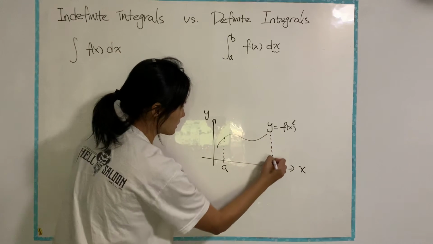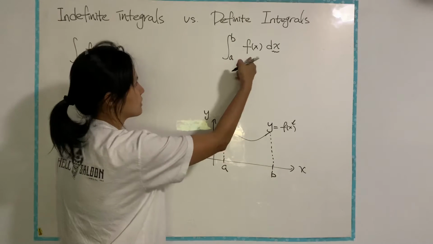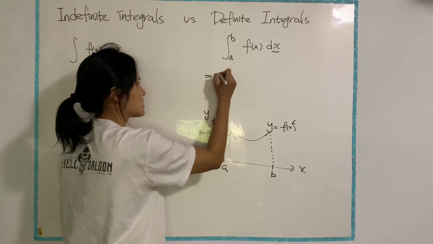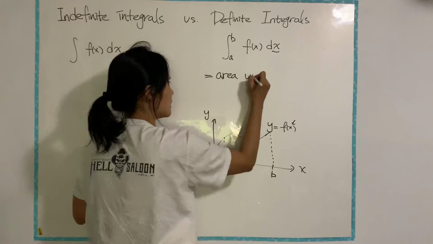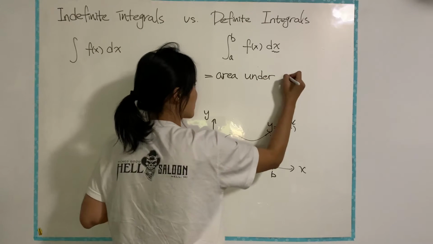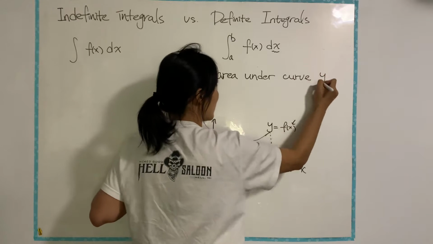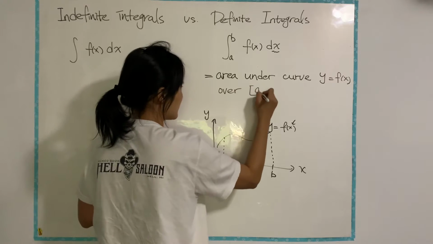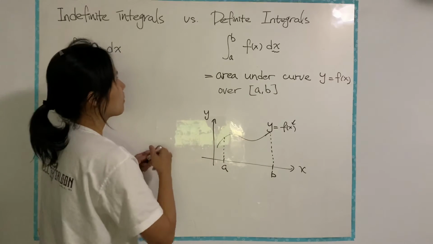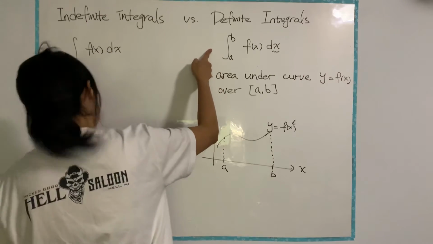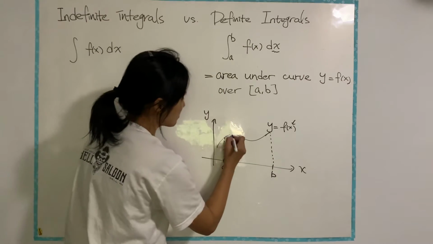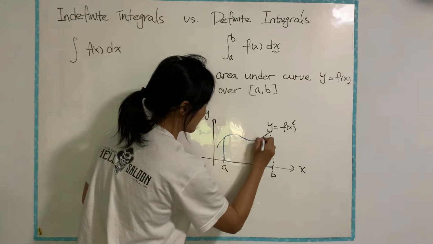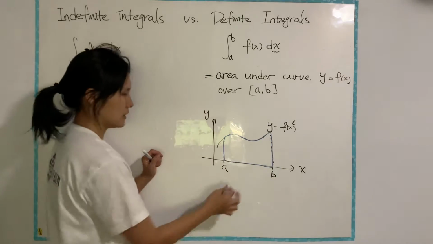So the notation, definite integral of f over the interval [a, b], that's what it is. So this gives us the area under the curve y equal to f of x over the interval [a, b]. So when we write this notation, what we want to find is the area of this guy, under the curve over the interval [a, b].